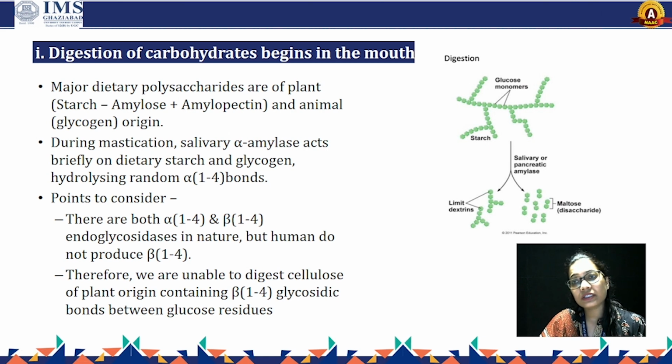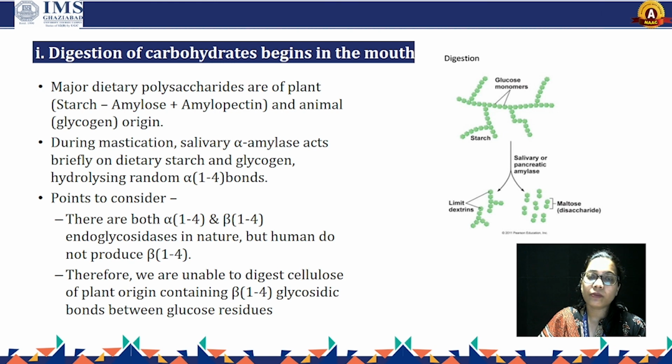So first, as I've started, the principal site of carbohydrate digestion is our mouth. Our digestion of carbohydrates begins in the mouth. Why the mouth? Because the saliva present in the mouth has an enzyme termed alpha amylase, or we can also call it ptyalin enzyme, which is produced by the secretion of the parotid gland present in the mouth.